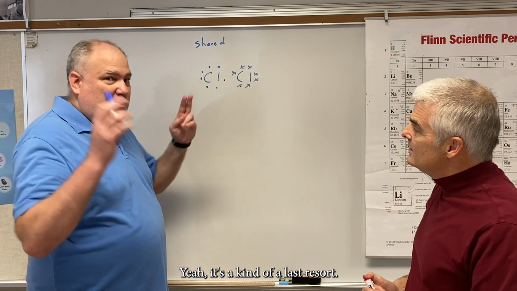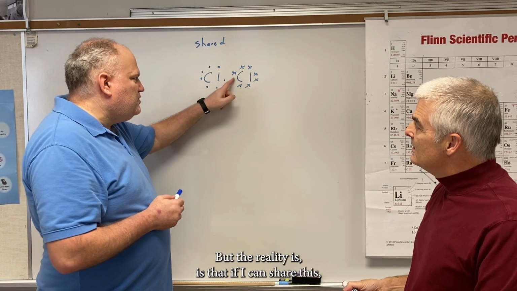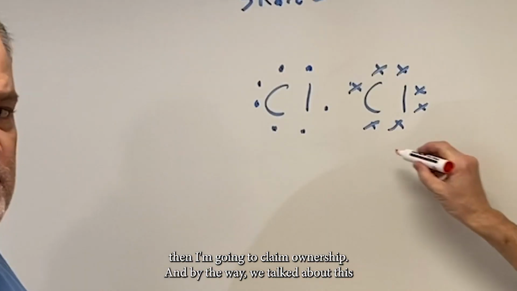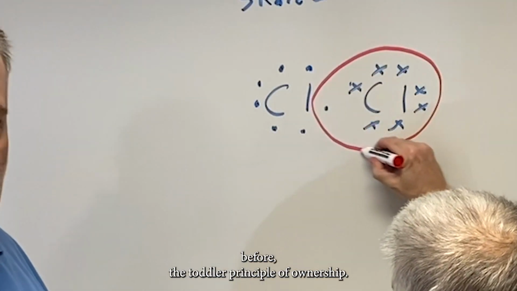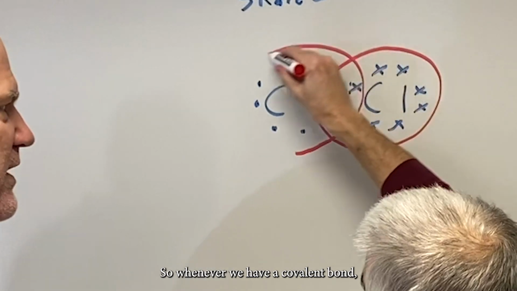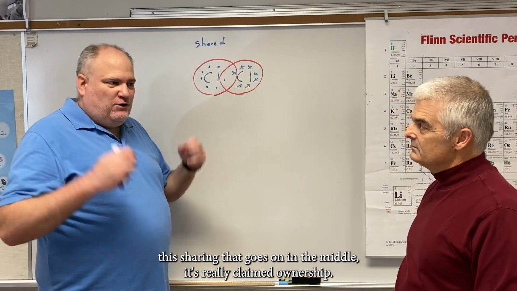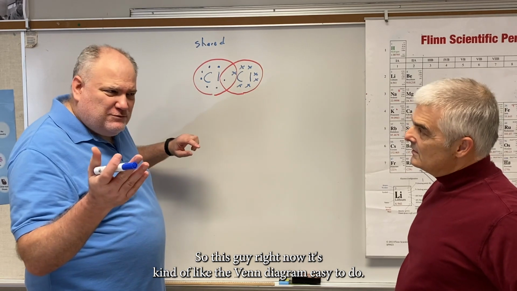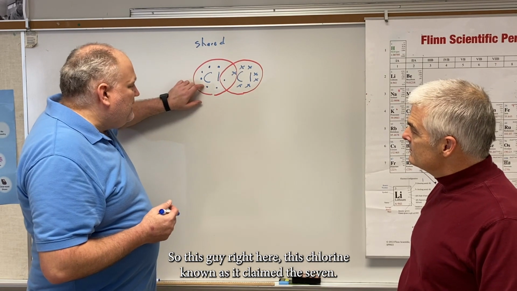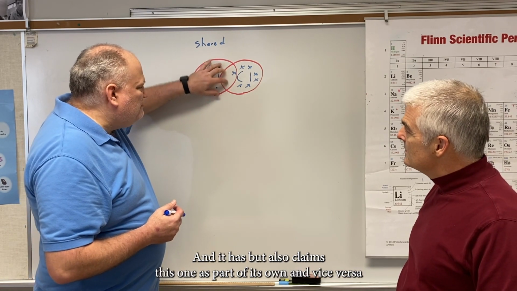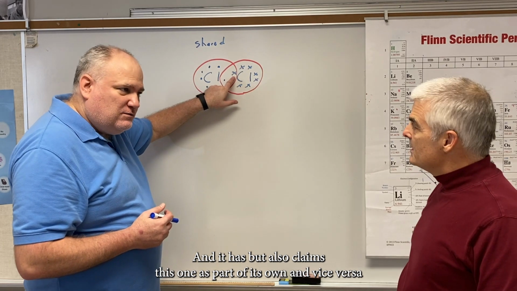This is kind of a last resort, but the reality is that if I can share this, then I'm going to claim ownership. And by the way, we talked about this before, the toddler principle of ownership. Whenever we have a covalent bond, this sharing that goes on in the middle is really claimed ownership. It's kind of like the Venn diagrams we used to do. This chlorine not only claims the 7 that it has, but also claims this one as part of its own, and vice versa for the other one.